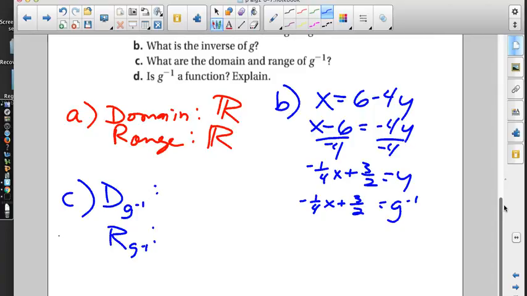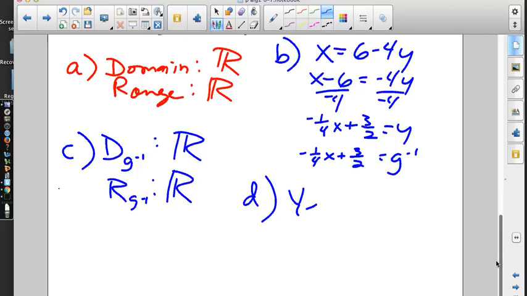So, what are we going to put for the domain of the inverse? All reals, yeah, that's the range up here. And what are we going to put for the range of the inverse? All reals. Got it. D. Is this a function? Yes or no? See plus or minus anywhere in this problem. We're good. The inverse is a function. Yes, for every input, there is exactly one output.